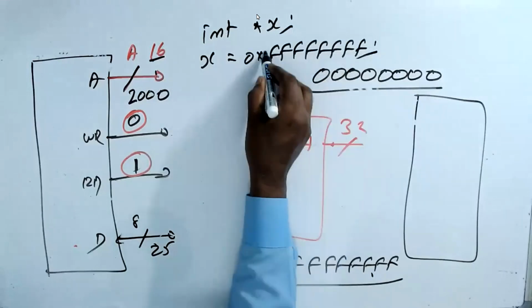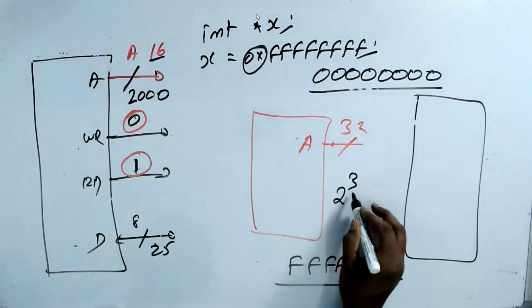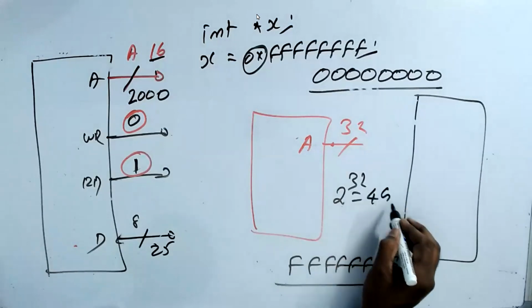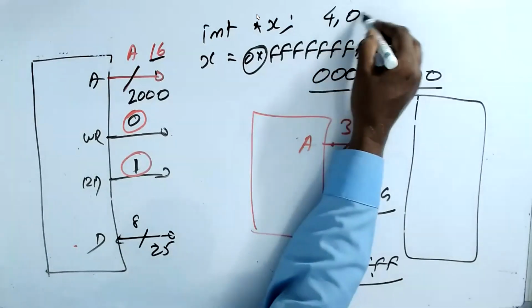Sir, small doubt, sir. This address 32 that we have written, so that is 2 power 32. That means that many bytes we are able to store. Yes, exactly, perfectly right. 2 power 32 is 4G, 4 giga. That is 4 followed by this much.